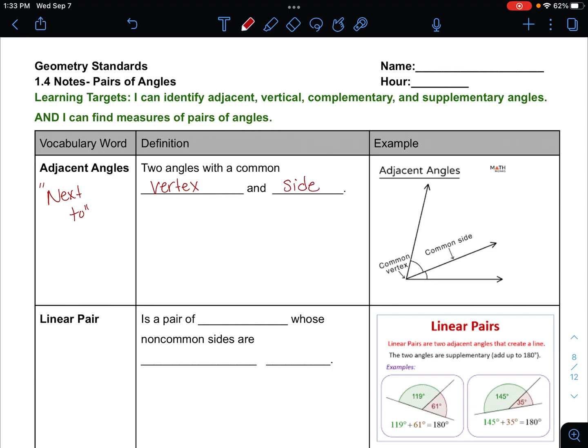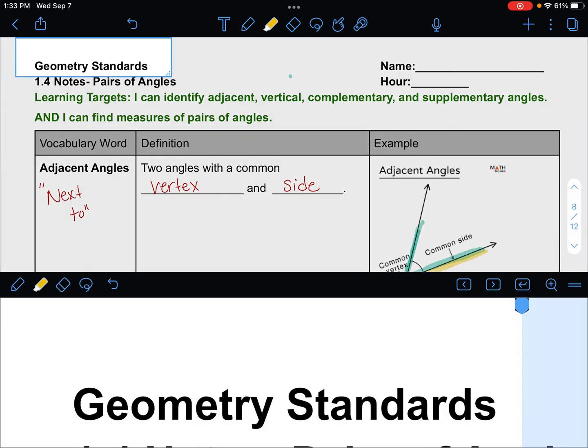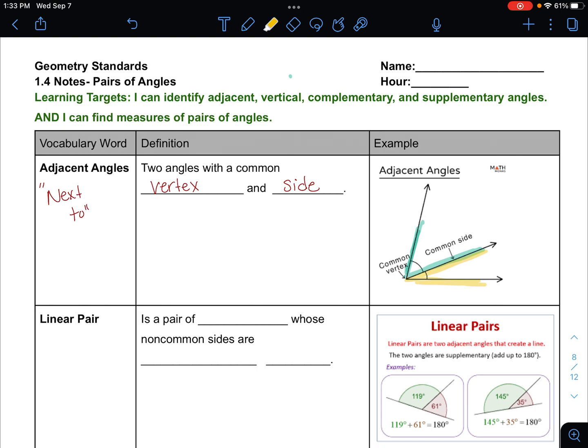Okay, so if you notice these 2 angles over here, if I do them different colors, I have my blue angle, and then I'm going to do a yellow angle. Notice how on that one side the blue and the yellow touched, all the way through to that common vertex. Okay, that is adjacent. They are touching. They're next to.